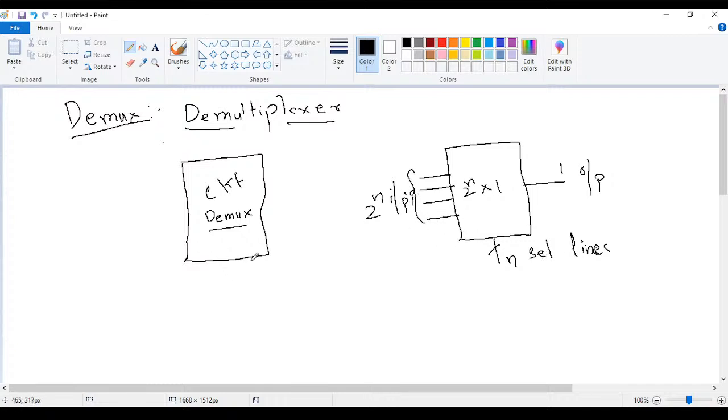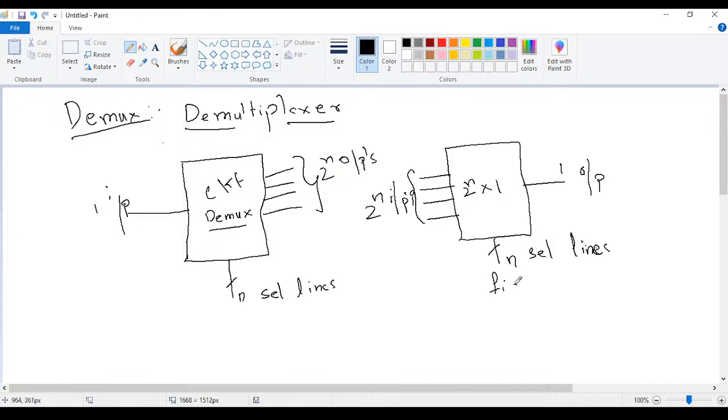In the same way, the demultiplexer means the reverse of the multiplexer, reversing the box. So we have the same n number of selection lines, and what we have here is one input and 2 power n outputs. So this is what we have seen here, the figure for a multiplexer.